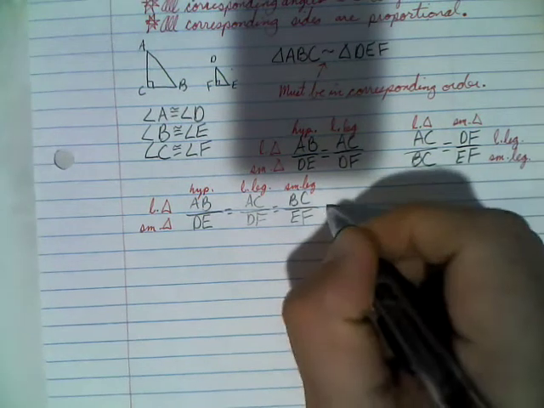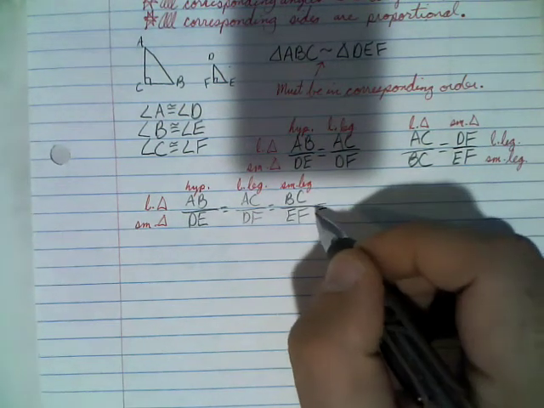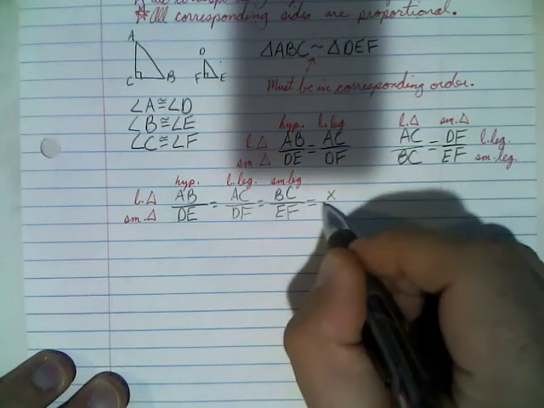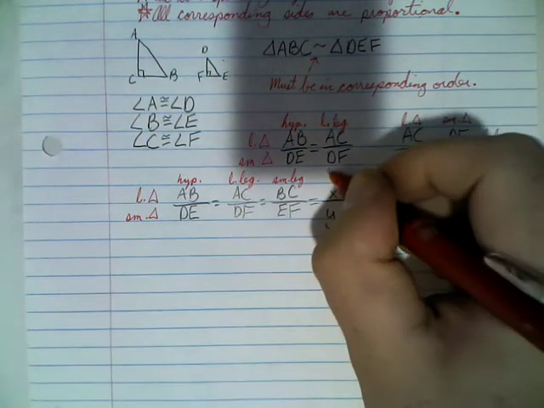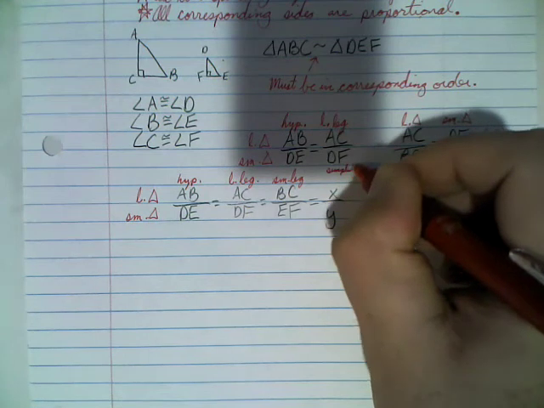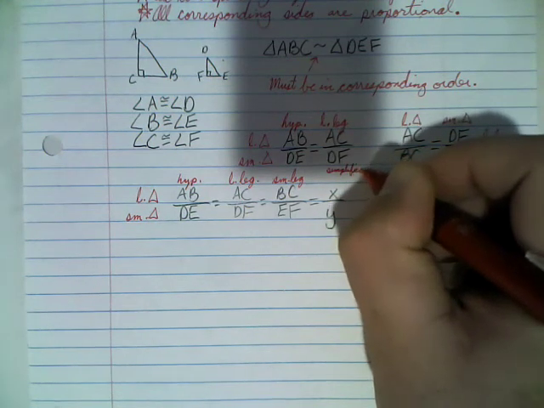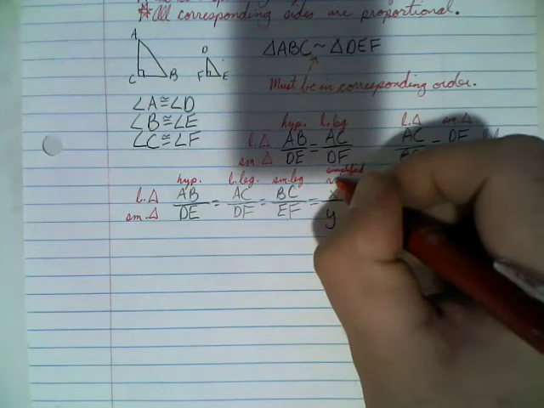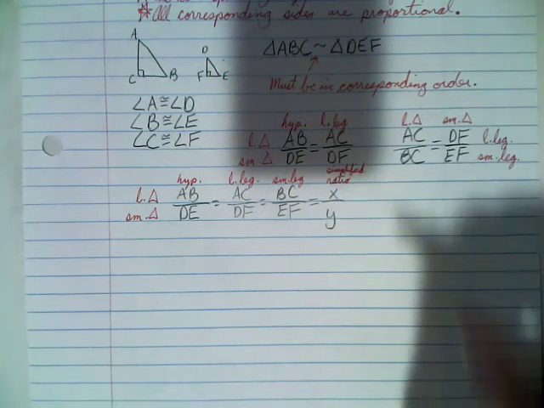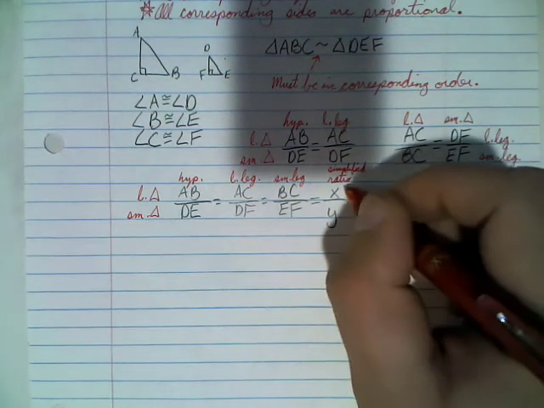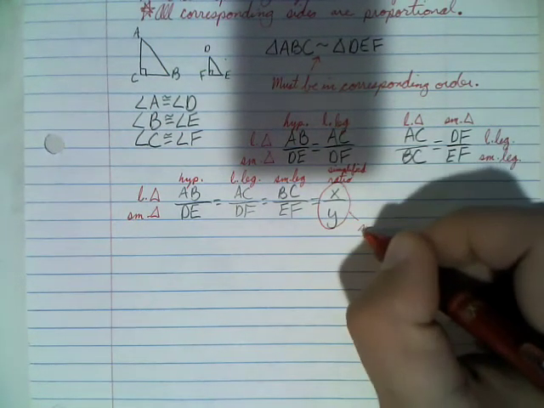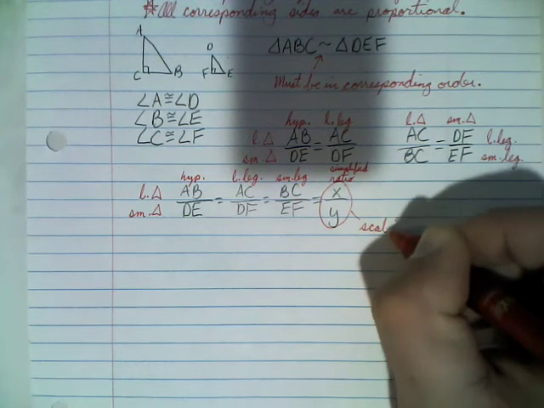Now, ladies and gentlemen, if we were to take these numbers here and reduce them down to integers, we would get x over y, where x is some integer, y is some integer. Well, ladies and gentlemen, this simplified ratio, if we took all our numbers and just simplified them down, this right here is what's known as the scale factor.